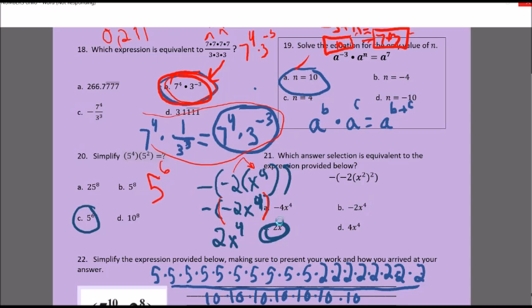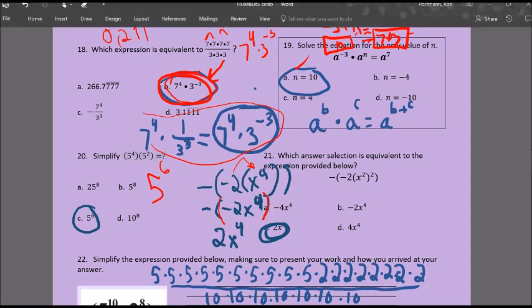Is there a 4 right there? I hope there is. That should be 2x to the fourth power. I think there's a little 4 right there. I just can't see it.